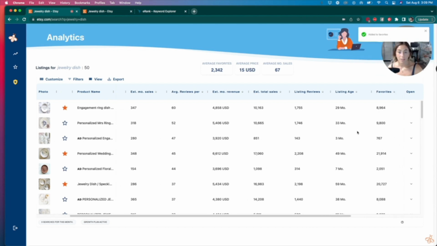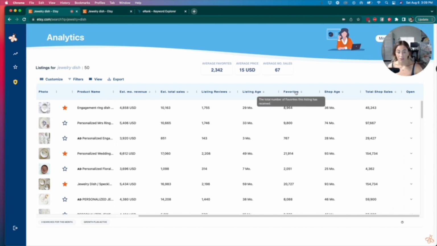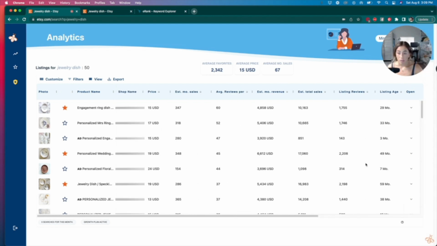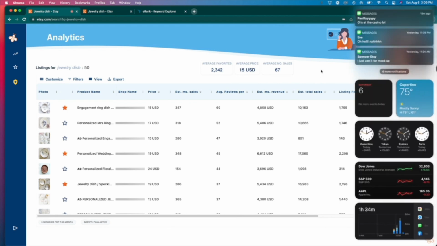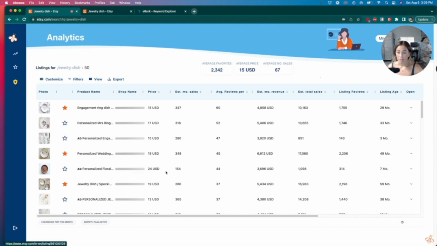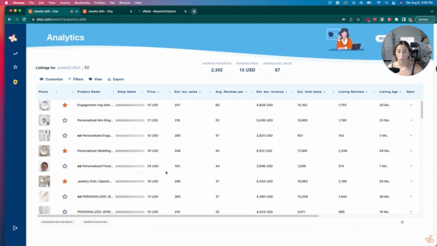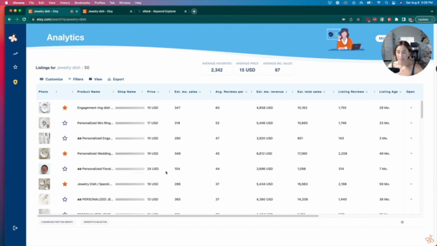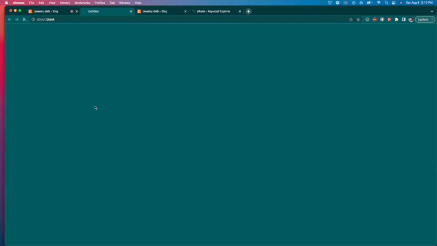Let's see what other data points here I can see. Oh, favorites is another good one. But again, favorites could be really contingent on the age of the listing. So obviously the older listings are going to have more favorites, but in which case that means that the listing itself just needs to optimize longer to accumulate those favorites. Let's see what else is really cool here. So those are really the 3 things that I'm seeing that I'm really going to care about. Now I'm going to do some analysis on these 3, and I'm going to see what is so cool about these listings and what kind of value propositions they're offering that is making them the winners of the keyword jewelry dish. So let's click on this guy.